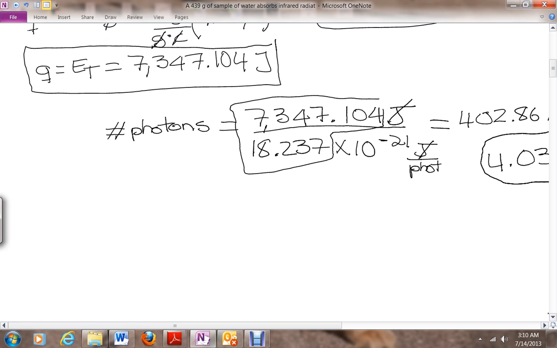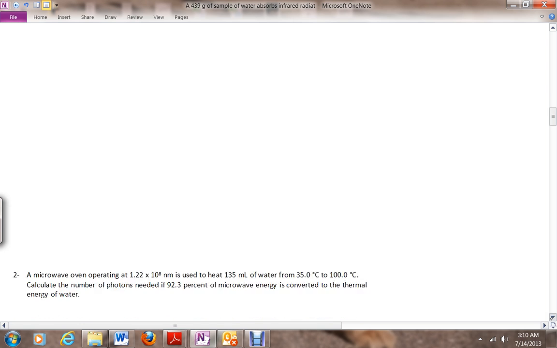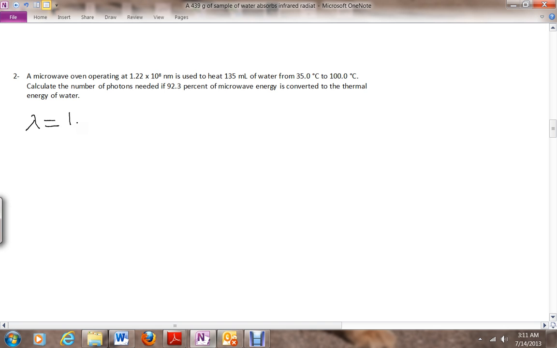Let me do problem number 2. A microwave oven. This is very similar to the other one, but it has a few additional things we have to do. A microwave oven operating at 1.22 by 10 to the 8. Again, this is lambda, 1.22 by 10 to the 8, and luckily we have the nanometers.